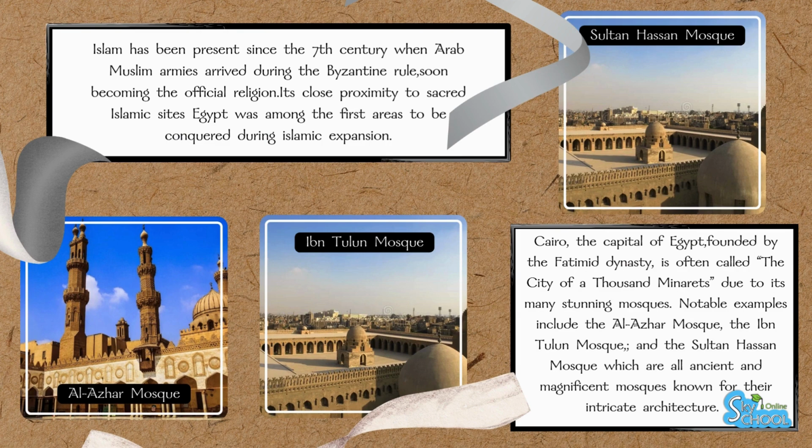Islam has been present in Egypt for centuries. It first came to Egypt in the 7th century when Arab Muslim armies arrived during the rule of the Byzantine Empire, and it soon became the main religion of the country. Due to its close proximity to sacred and foundational Islamic sites such as Mecca, Egypt was one of the first regions to be conquered by Muslim forces during the early period of Islamic expansion.